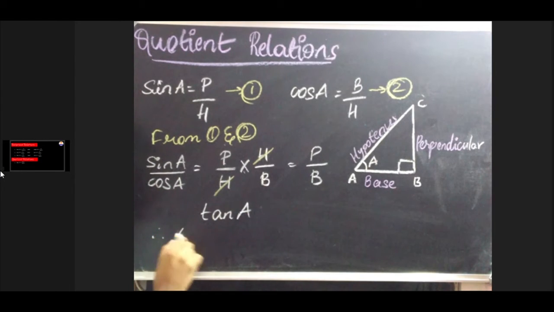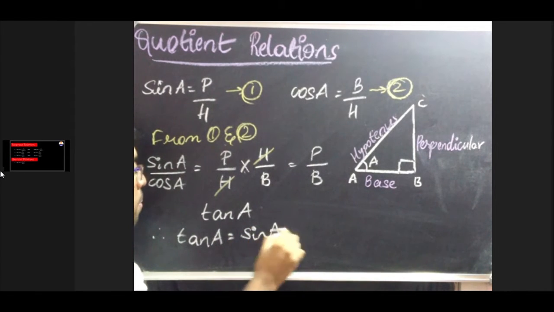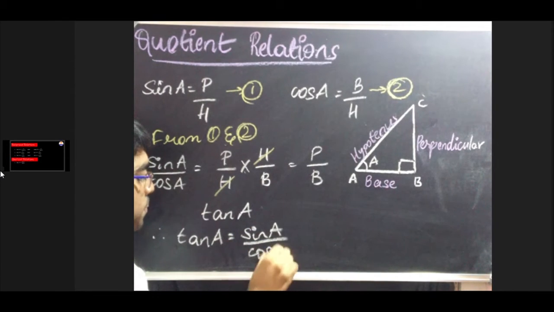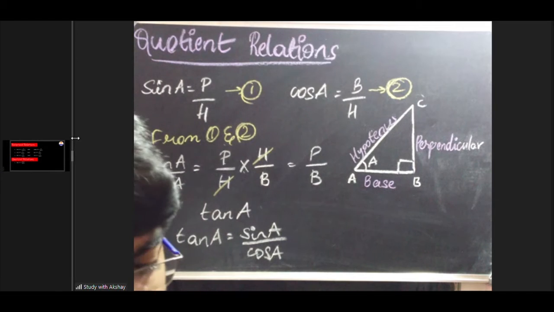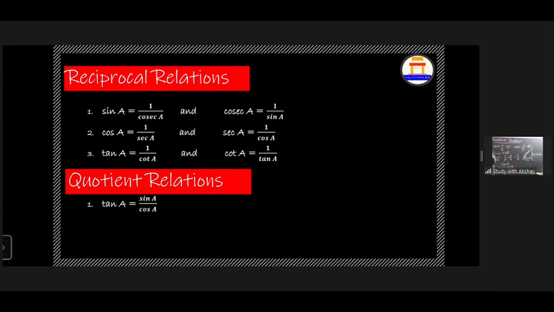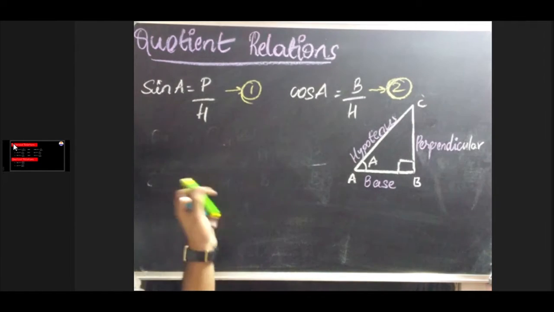Therefore, we can say tan A equals sin A by cos A. Let's see, is that the same? Yeah. Let's go with the second quotient relation. So I have kept it as such, these two.